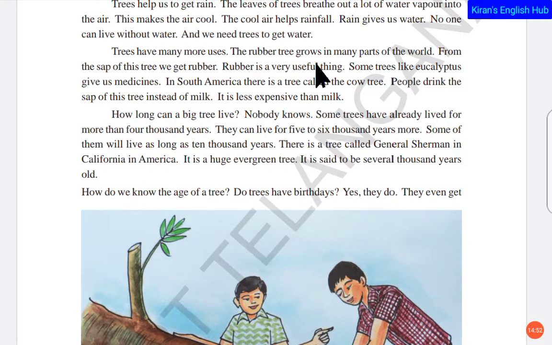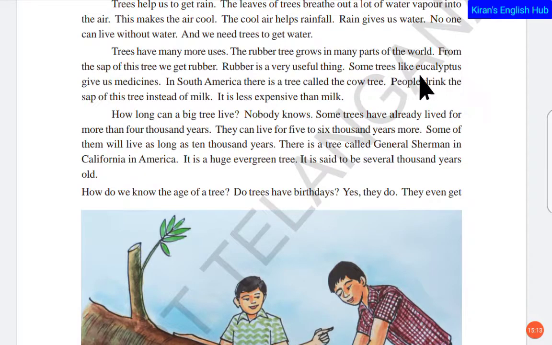The rubber tree grows in many parts of the world. From the sap of this tree we get rubber. Okay, so from the rubber tree, even the rubber, the thing which is like plastic, even to get the rubber also we need trees. So that is specially made from the rubber tree. The rubber is very useful thing.